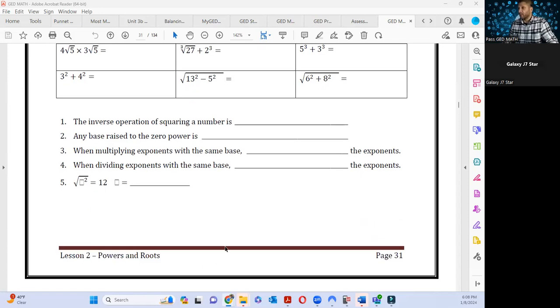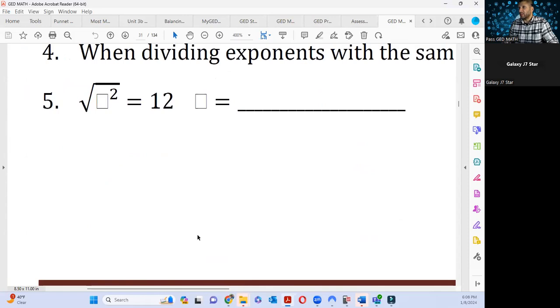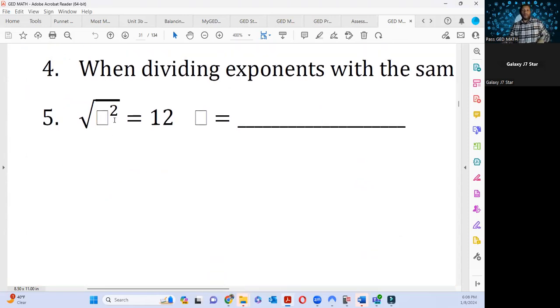Let me show you. Make it nice and big. Again, this is a practice problem in the eBook. It says the square root of some number squared is 12. So this is a common question on the GED.